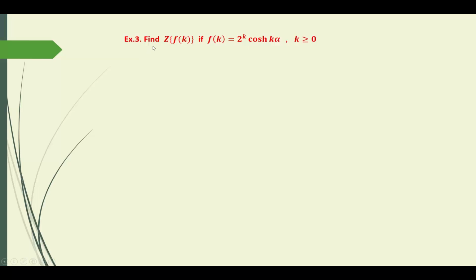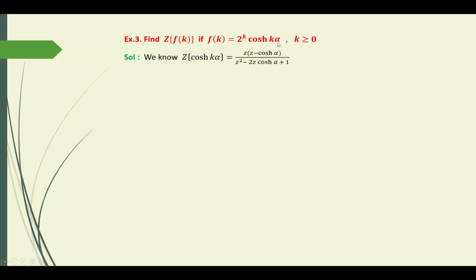Example number 3. Find Z transform of f of k if f of k is equal to 2 raised to k into cos k alpha, where k is a positive. We know the formula Z transform of cos k alpha equal to Z into bracket Z minus cos alpha upon Z square minus 2Z cos alpha plus 1.